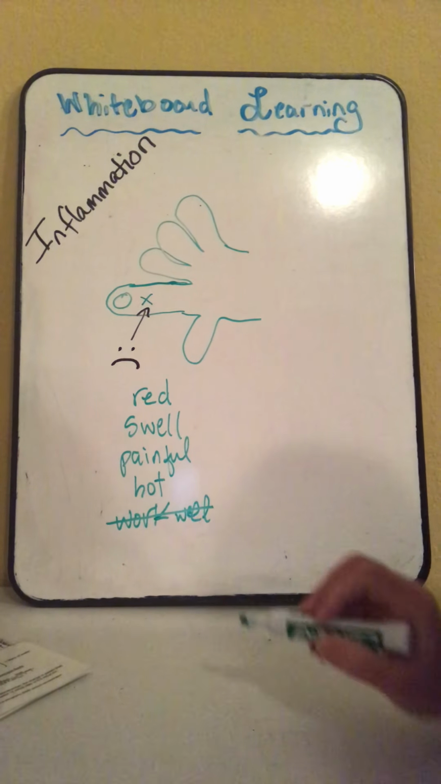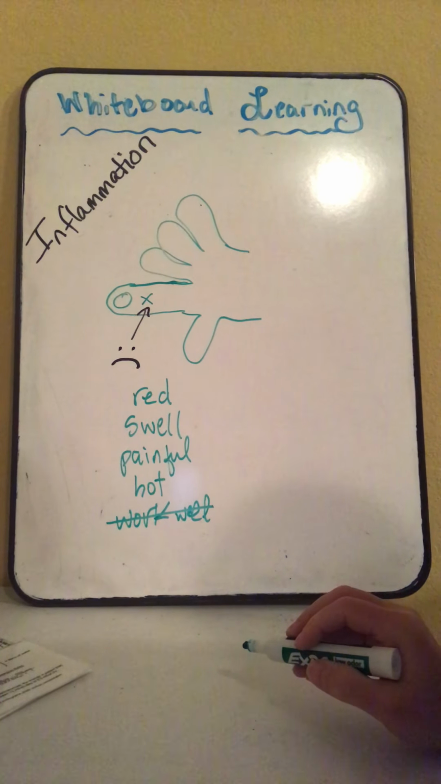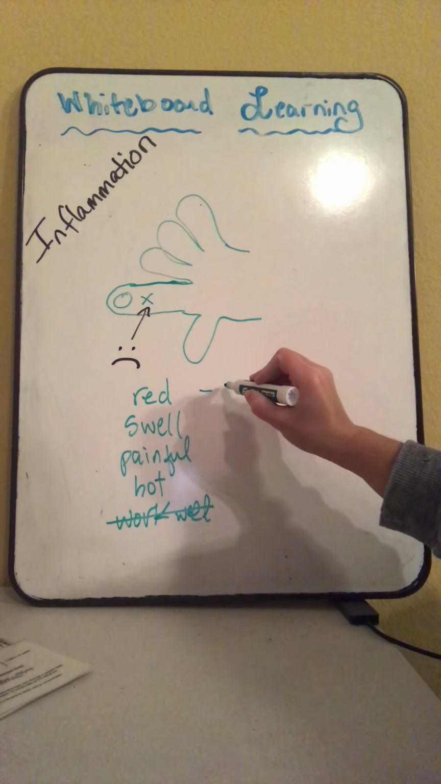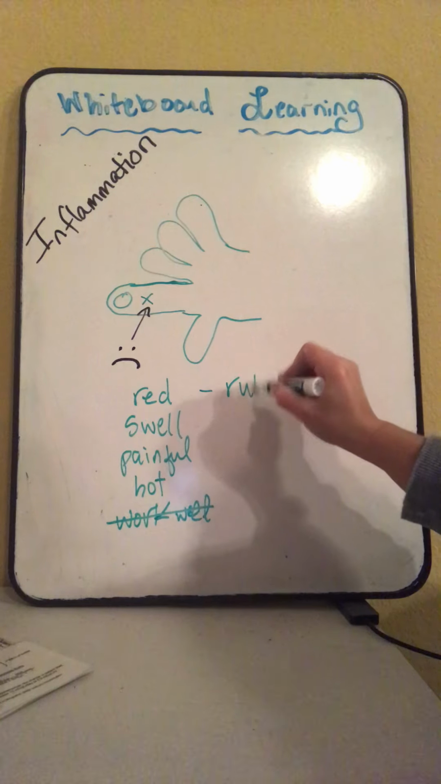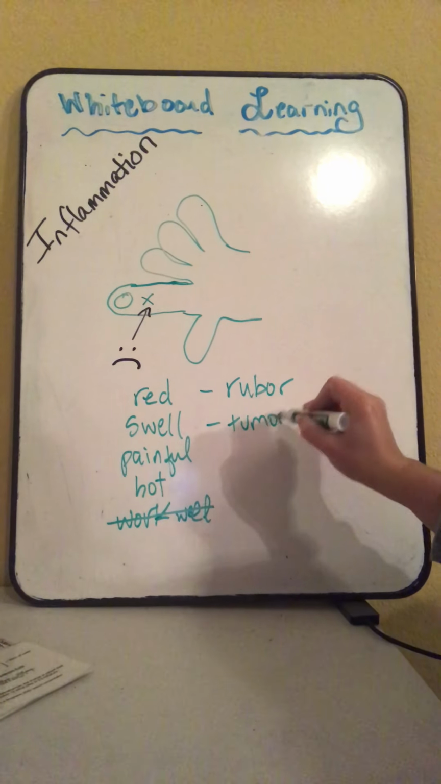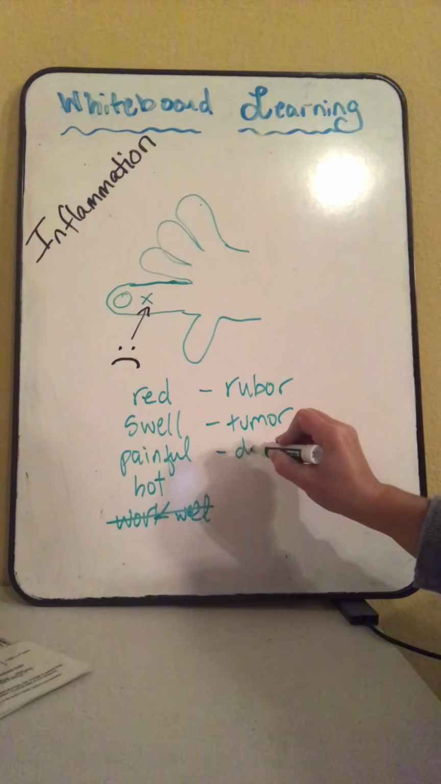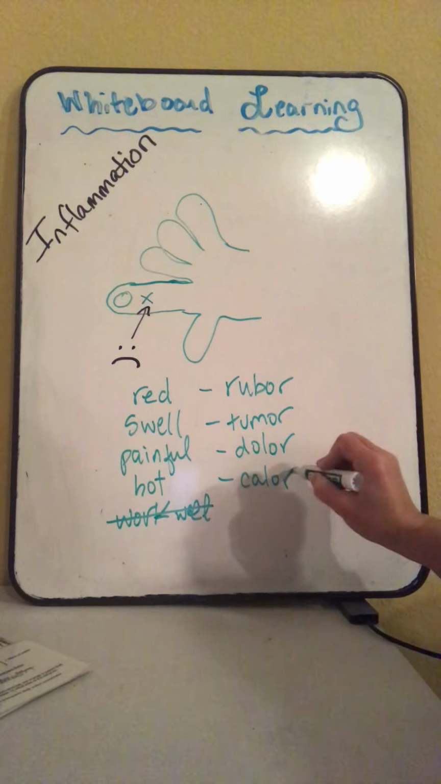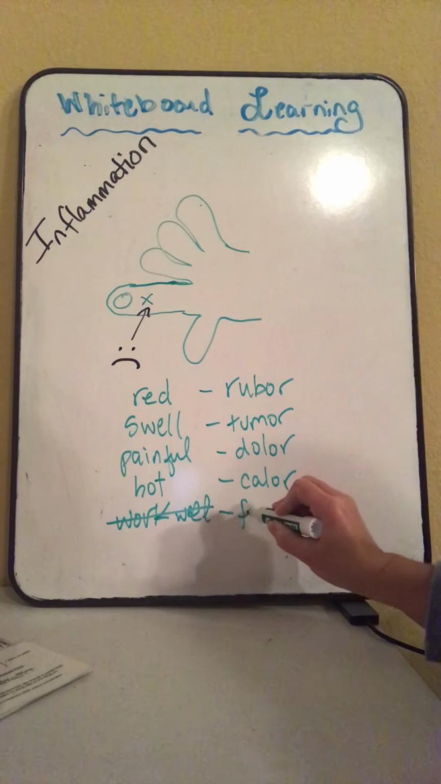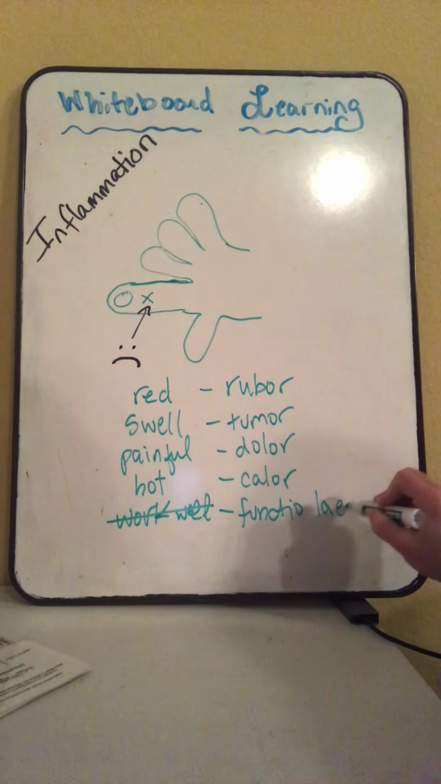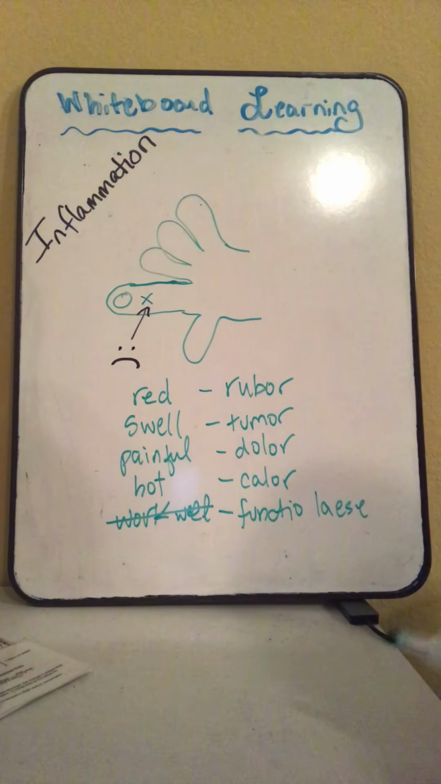cardinal signs of inflammation, the 5 cardinal signs. And in Latin, those are rubor, tumor, which you can see where the word tumor came from, dolor, calor, like calorie, and this one's weird because it got added later. It doesn't quite fit. Functio laesa, which means function is diminished.